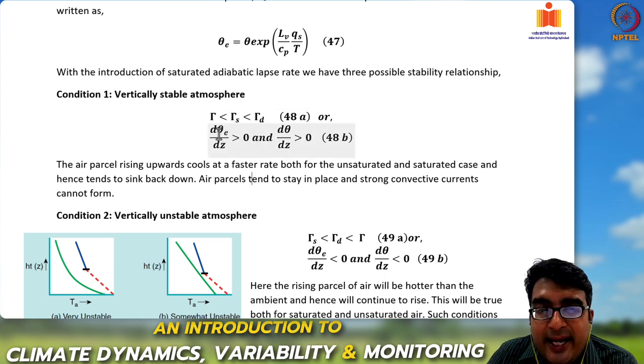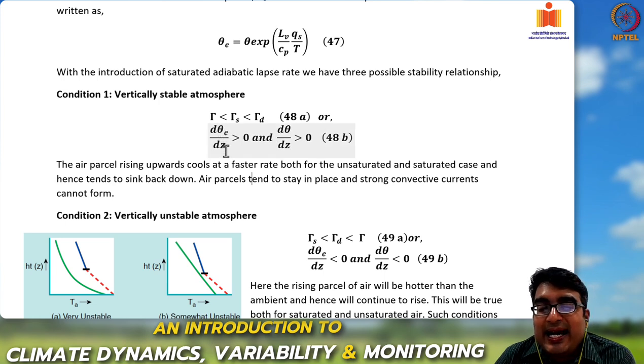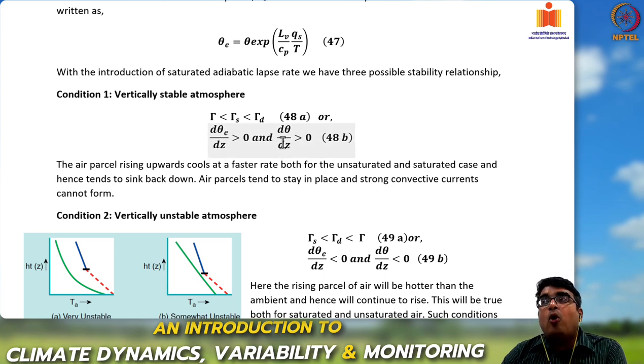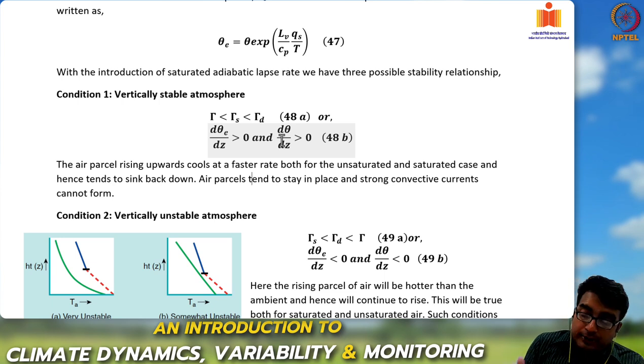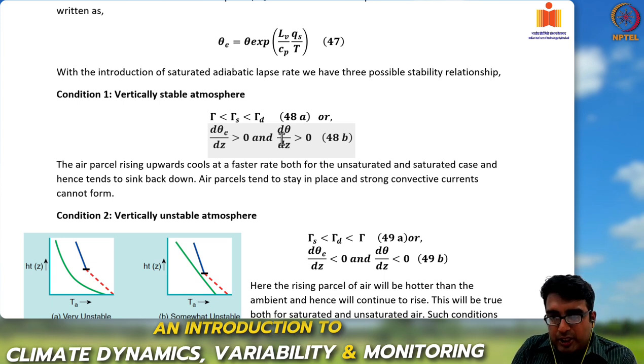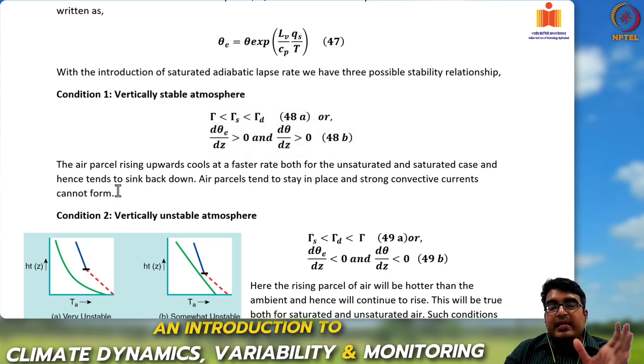And we will get the equivalent expression that d theta E dz and d theta dz are both greater than 0. So both the equivalent potential temperature and the potential temperature are increasing with altitude. So d theta dz is greater than 0, d theta E dz is greater than 0. This is an either or; you can write it in these terms or in terms of potential temperature. If the air parcel rising upwards satisfies this criterion, then it cools at a faster rate both for the unsaturated and the saturated case, and hence tends to sink back down.